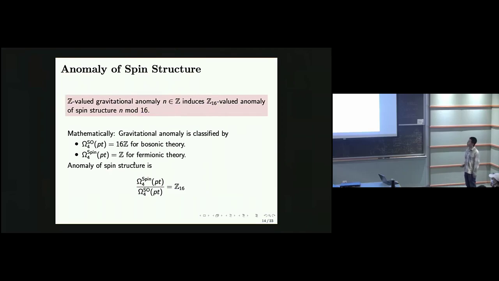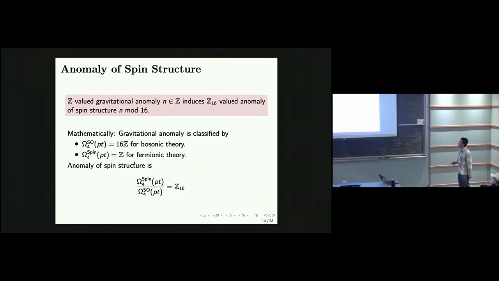Mathematically, you can also understand the previous discussion in this simple way. The gravitational anomaly for the bosonic theory is classified by 16 times an integer, and the gravitational anomaly for the fermionic theory is classified by an integer. So if you want to remove the diffeomorphism part and just focus on the anomaly for the spin structure, then you just take the quotient between them and you'll get a Z16 value.